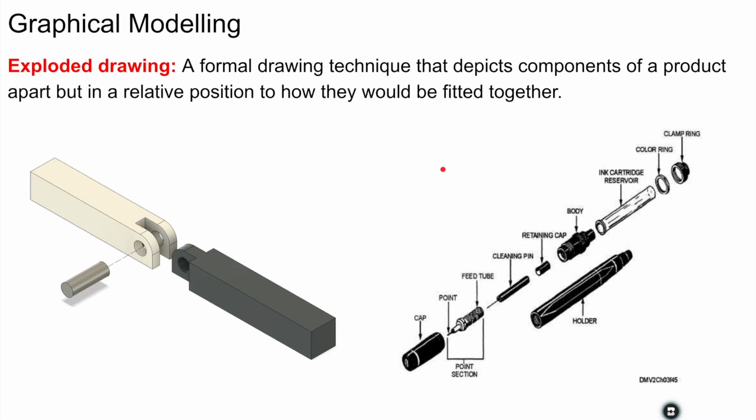Here is an exploded drawing. So an exploded drawing is a formal drawing technique that depicts components of a product apart, but in relative position to how they would be fitted together. So you can see here that that's what we're seeing with this knuckle joint. We're seeing that this piece right here would slide into this slot, and then this pin would hold that together. Or this pin right here, you can see that this is how this pin is going to go together.